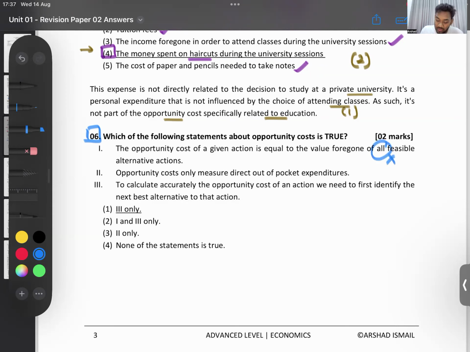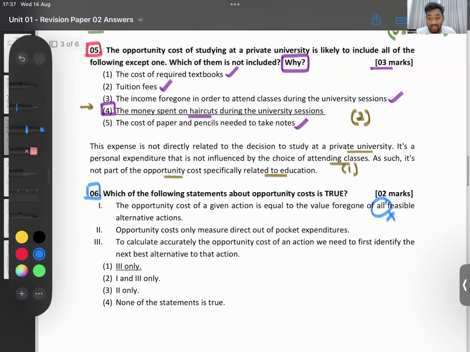The second one says opportunity cost only measures direct out-of-pocket expenditure. Remember, connect that a little bit to unit number 4 also. Is opportunity cost only your direct cost? Is it only the money that you spend? No, right? There is also an indirect cost. For example, in my previous question number 5, opportunity cost is not only the money he spent on tuition fees and books, it's also his foregone income. If not for university, he could have gone and worked somewhere. That is also an opportunity cost. So this is not just direct cost, it also includes indirect costs.